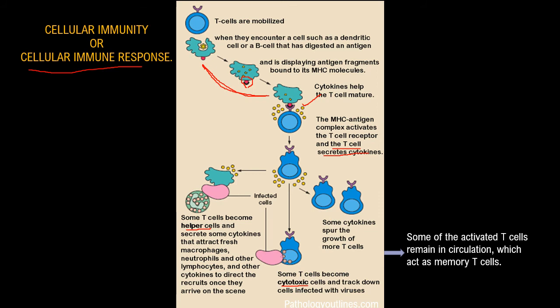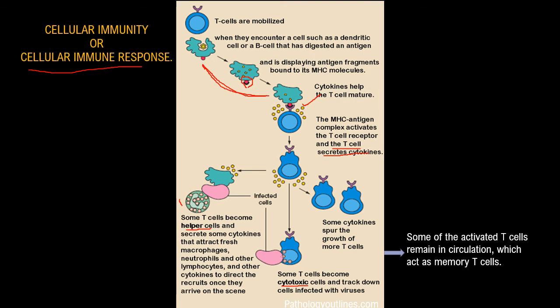First we will see the helper cell. Some T cells become helper cells and they secrete cytokines that attract fresh macrophages, neutrophils and other lymphocytes, and other cytokines to direct the recruits once they arrive on the scene. So this is the infected cell, this is the T helper cell, and these are some cytokines which are secreted.